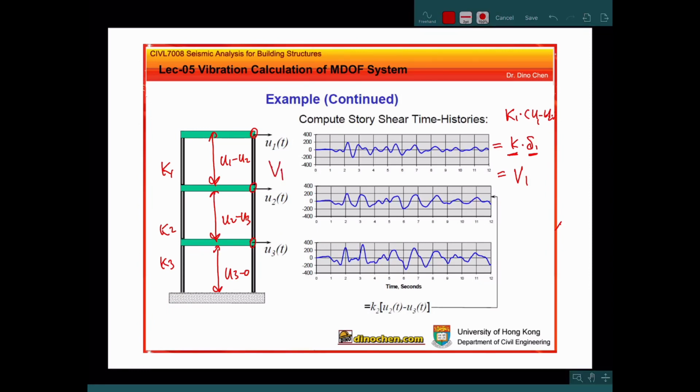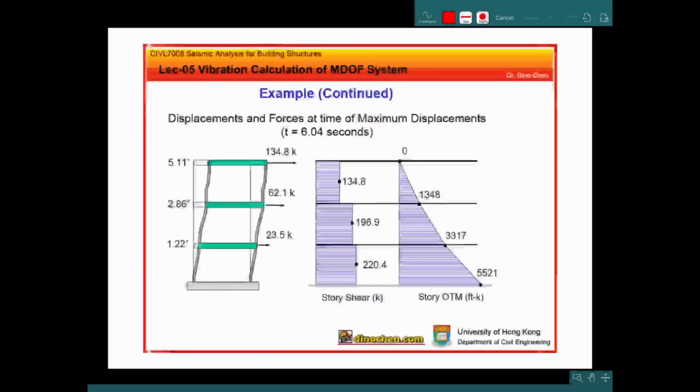So we can get the V1, V2, and V3. This is the story shear. So we can use this method to capture the story shear. This is the result, the T equal to 6 for example. The result, the internal shear and internal overturning moment.